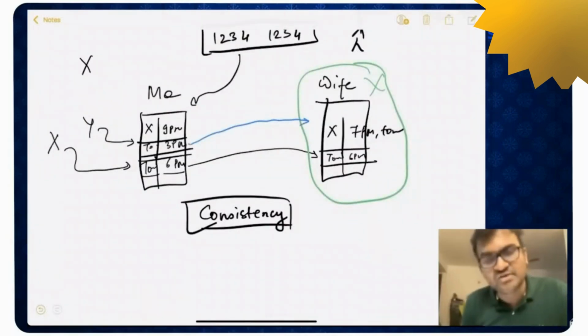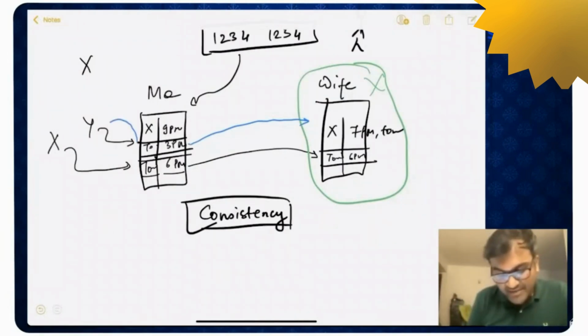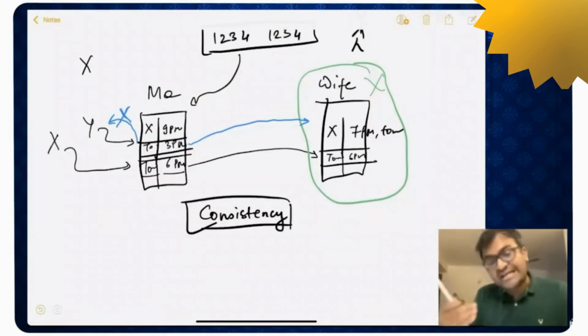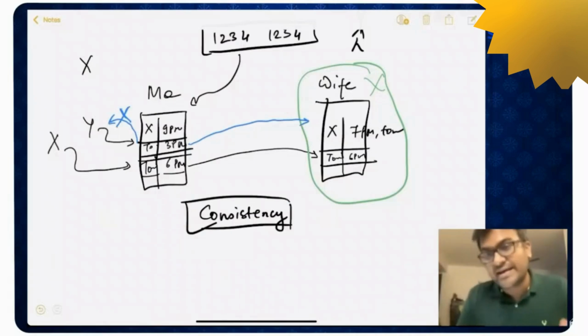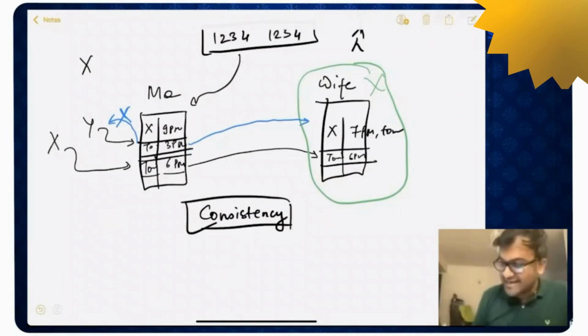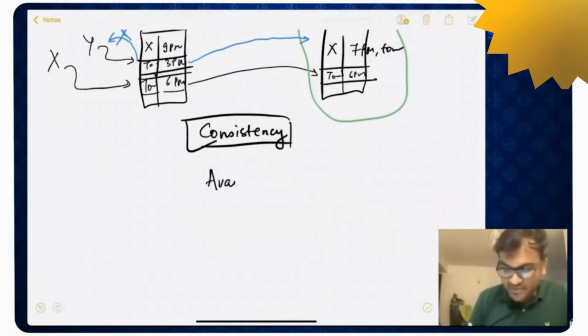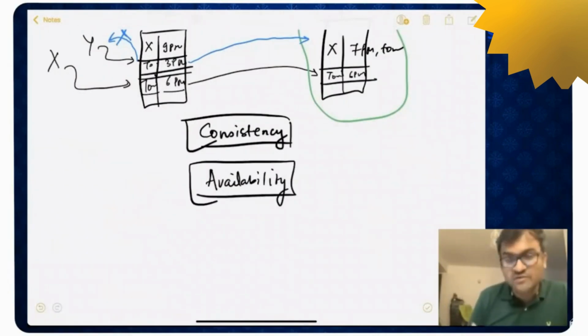Oh, by the way, my wife is not here. She can't note it down. And therefore, I'll have to tell Y that, hey, I can't note down your request. Your request actually has failed, which means for the entire day, I can't take in any new requests. That is an availability problem, which is my system is not available to take all kinds of write requests.